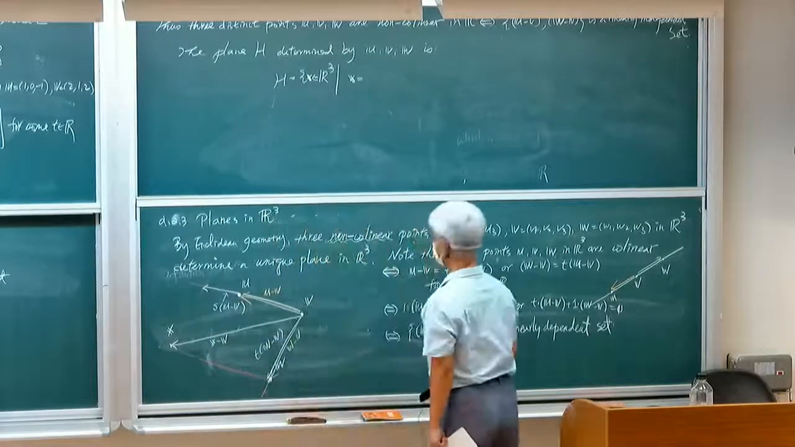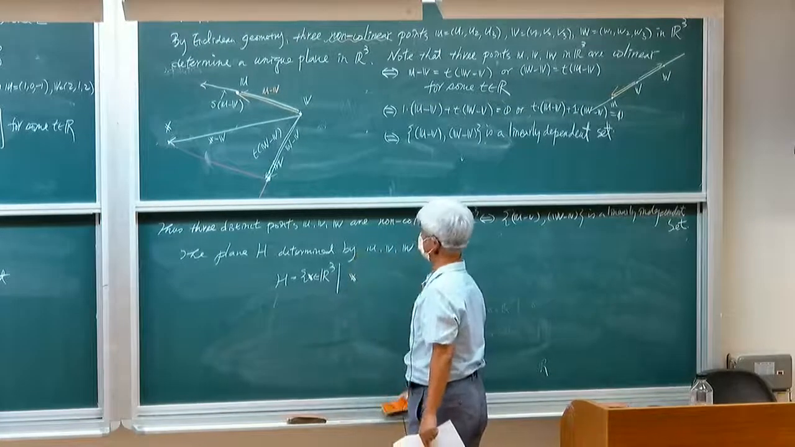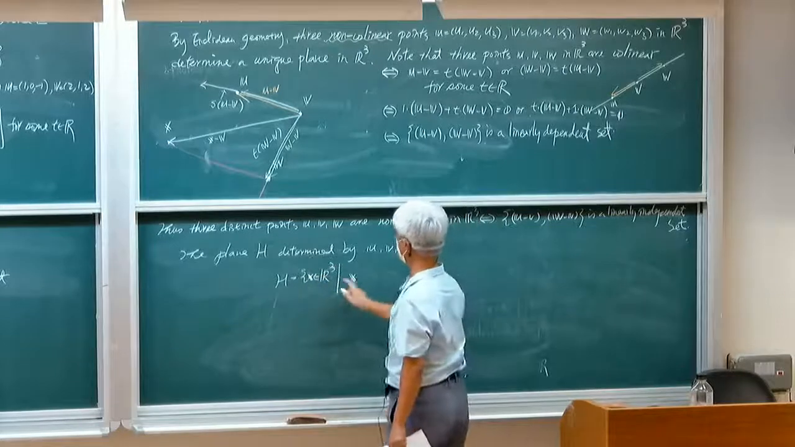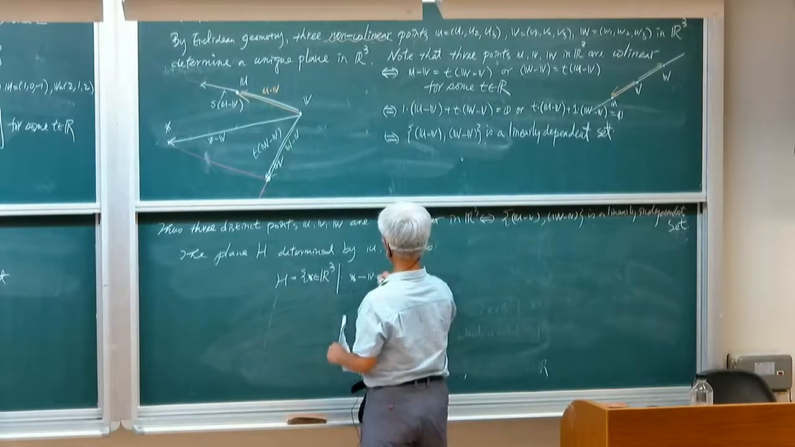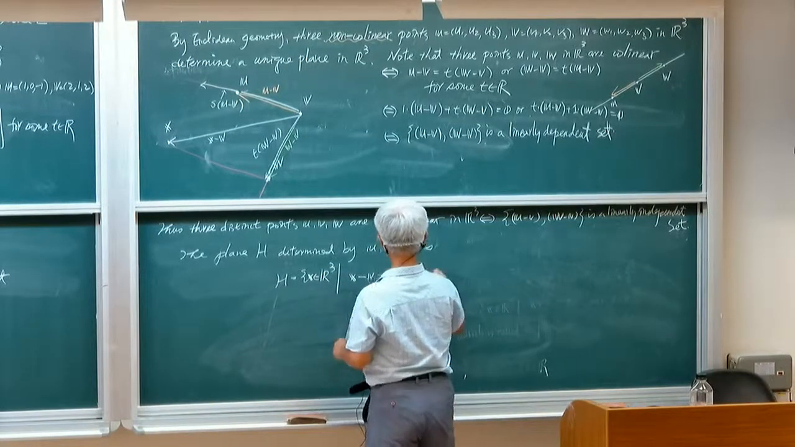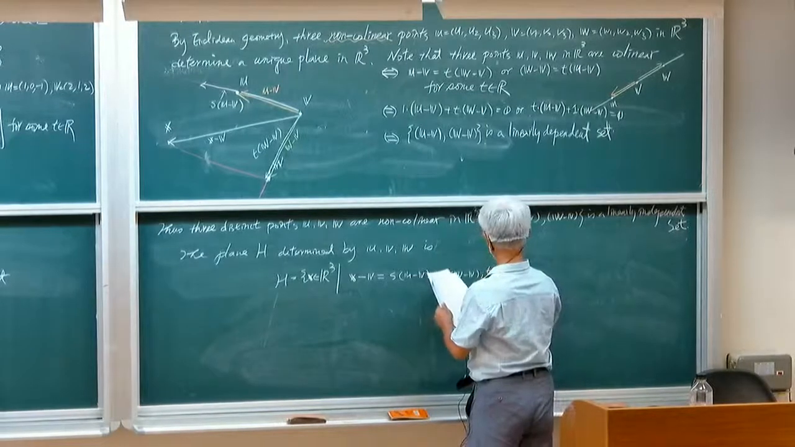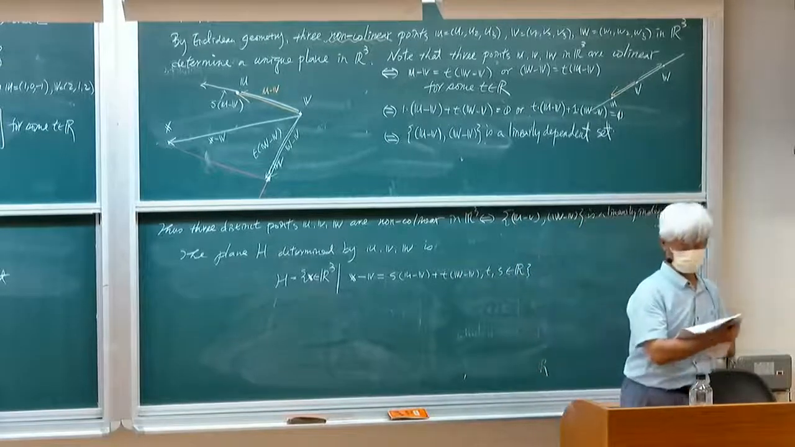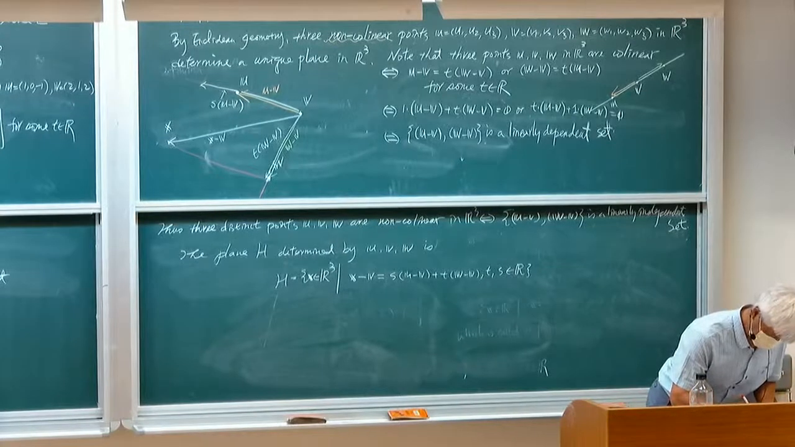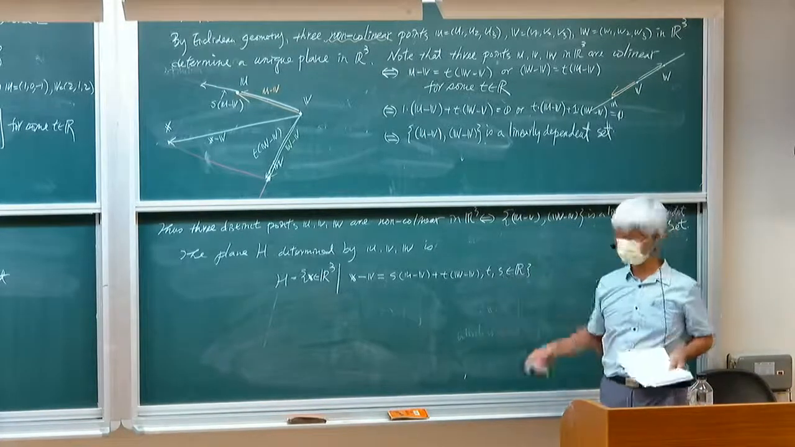So x is the point. All right, so the plane consists of all points x such that x minus v is equal to s times (u minus v) plus t times (w minus v), for s, t in R. I forgot to put s, t in R in my lecture notes, so please edit.